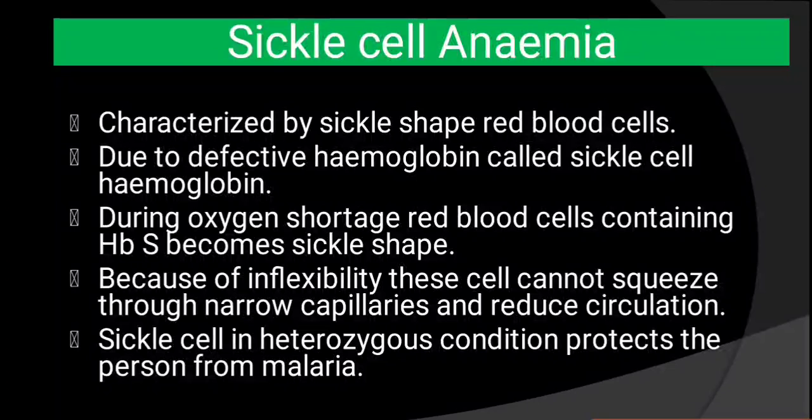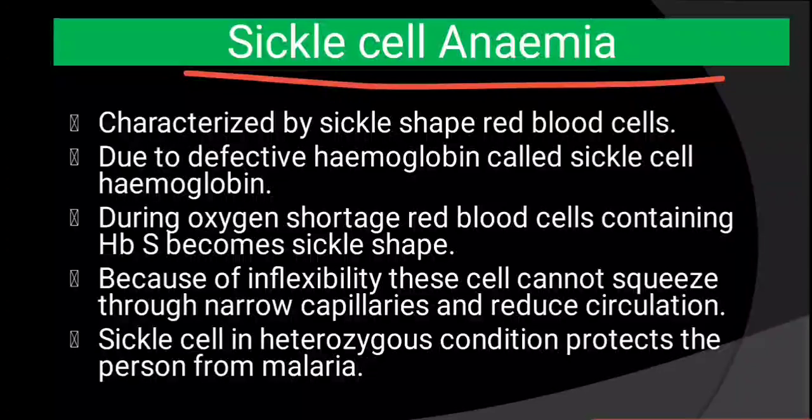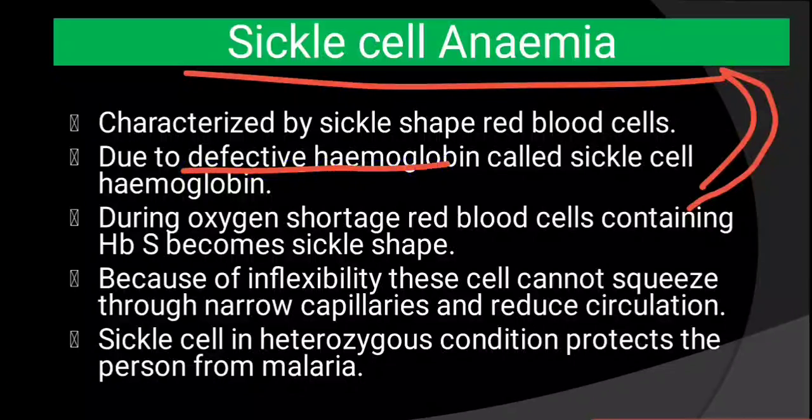Now about sickle cell anemia. This disease is characterized by the shape of the red blood cell. Now, which type of shape is there? That is sickle shape, also called crescent shape. So in this disease, the shape of the cell changes. Now, why does this happen? This is due to the defective hemoglobin. Presence of defective hemoglobin in the cell leads to the change in the shape of the cell.